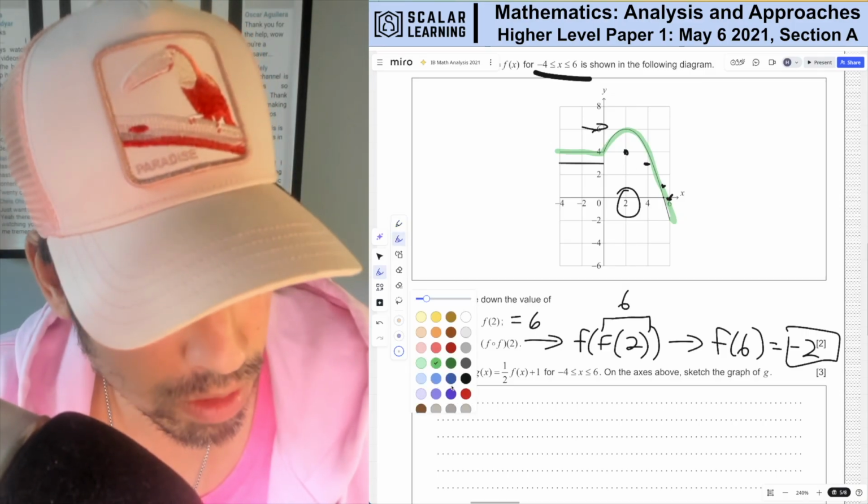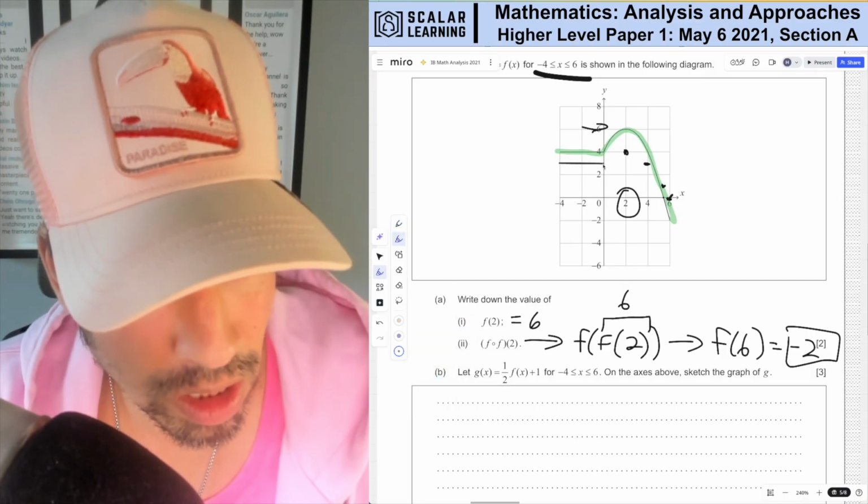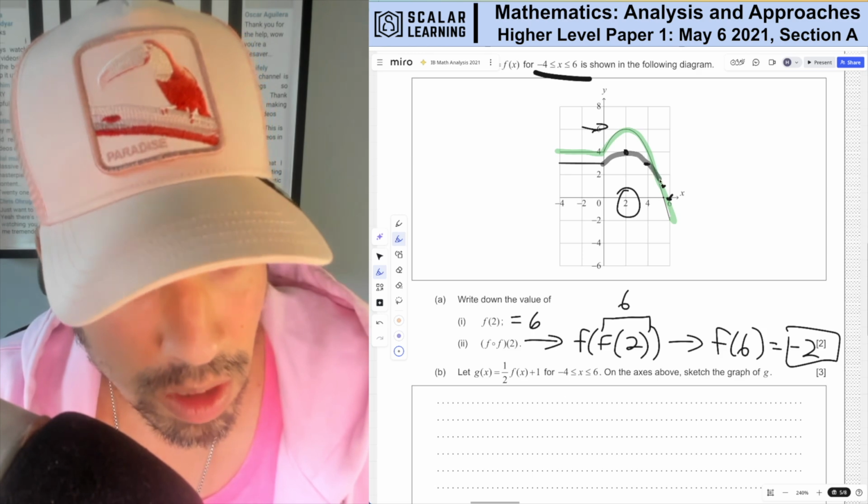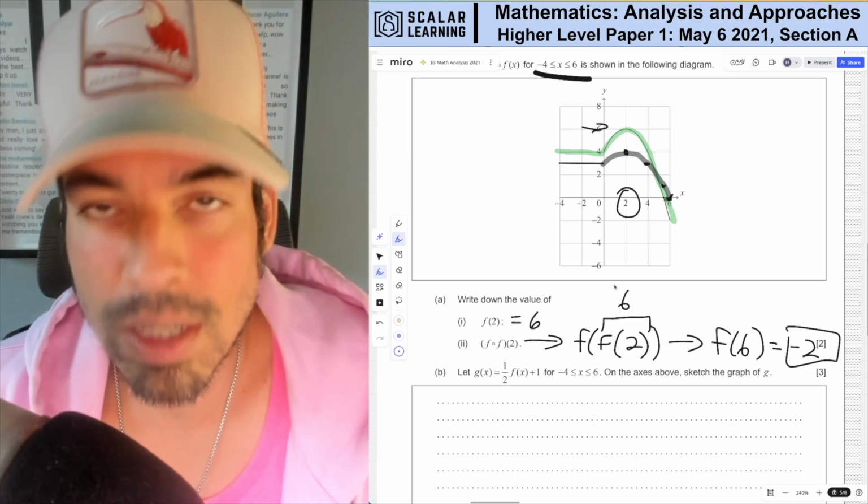I'll do actually a highlighter so it's a little easier to see, but it's going to kind of go bloop, bloop, bloop, bloop, bloop, curve it around, and that's how you do it. Done.